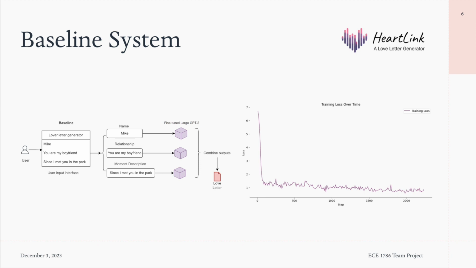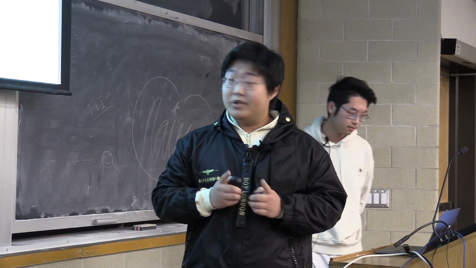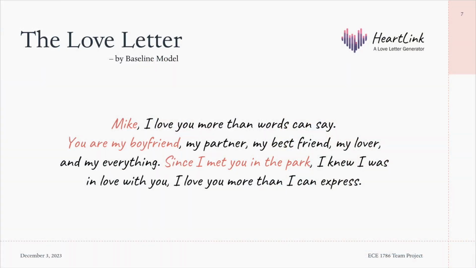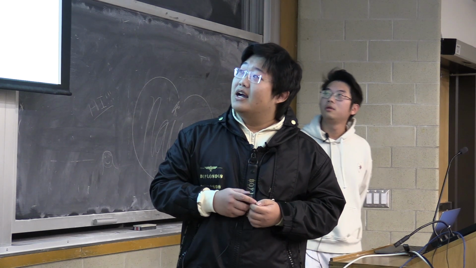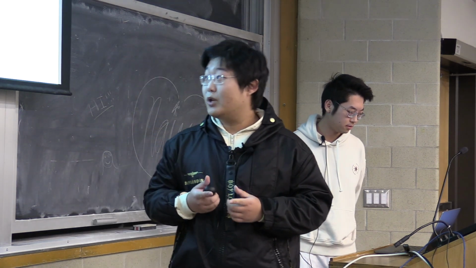By the way, here is the training loss curve for when we were training the large GPT-2 model. The curve is quite okay. And here is the love letter we generated by the baseline model. As you can see, the pink ones are the model input. However, here we found a problem, which is that not all the model inputs are suitable to start a sentence right away. For example, if the model input is park, we cannot start a sentence right away with park.